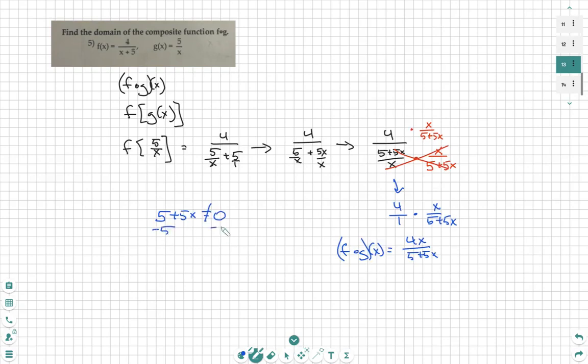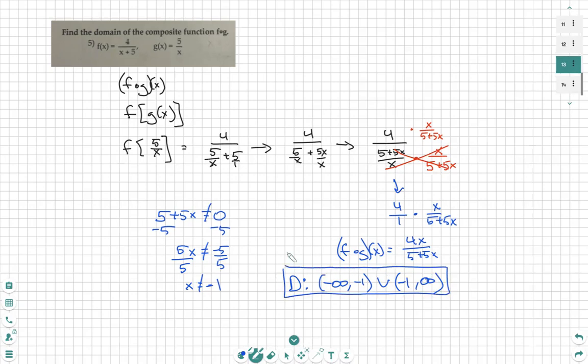We solve for x by subtracting 5 over first, then dividing by 5. We get x is equal to -1. Sorry, it doesn't equal -1. So at -1, the domain does not exist. Therefore, my domain exists at every point but there. So it will be -infinity to -1 union -1 to infinity. And that would be the final answer, the domain of the composite function.